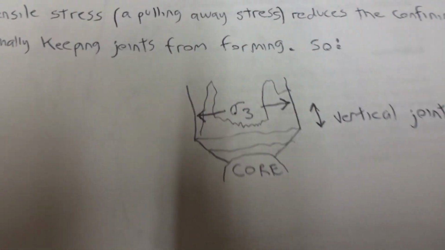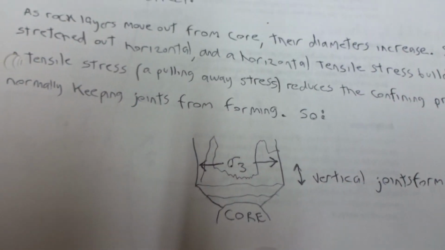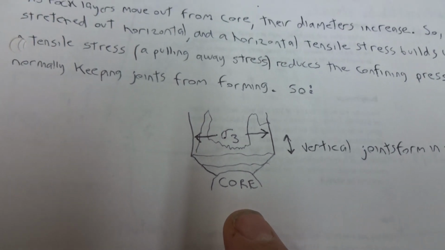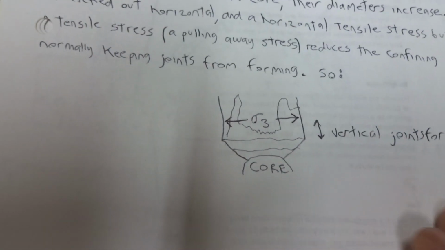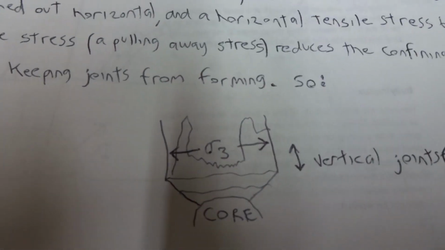The membrane effect. As rock layers move out from the core, their diameters increase, so they are stretched out horizontally, and a horizontal tensile stress builds up. Tensile stress, a pulling away stress, reduces the confining pressure that is normally keeping the joints from forming. And here's the diagram. Sigma 3 is the least principal stress, down to the core. Vertical joints form in the beds.